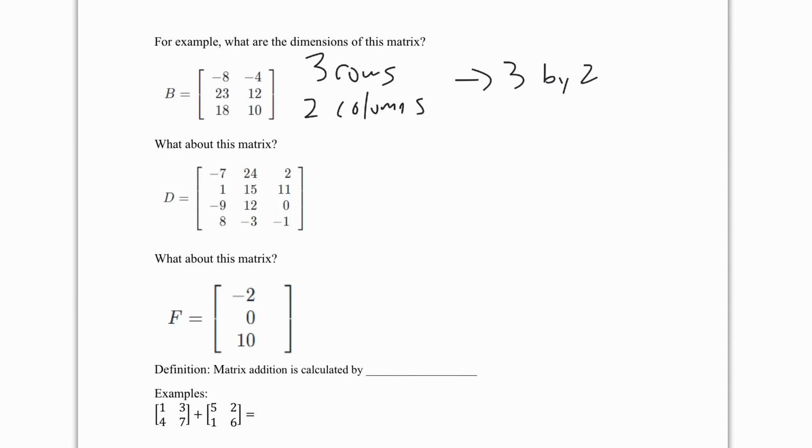All right, the next one down here. Give it a try for D. What do you think this matrix would be? All right, we've got 4 rows and 3 columns, so this is a 4 by 3 matrix. Now, how about F? F is a little tricky. There are 3 rows, but only 1 column. So this is a 3 by 1 matrix.